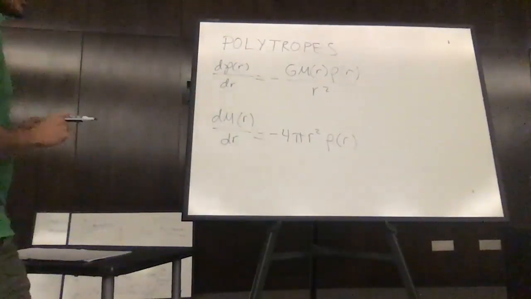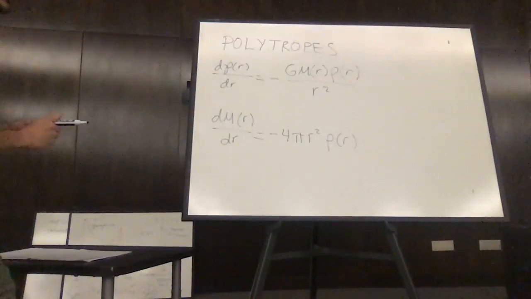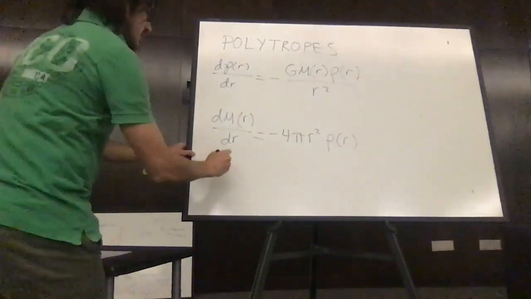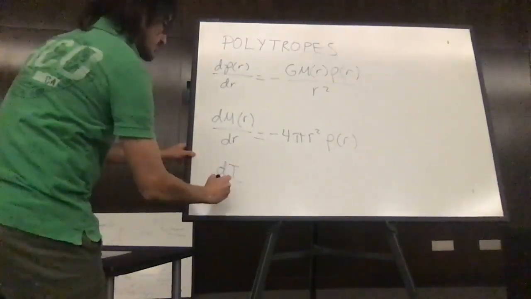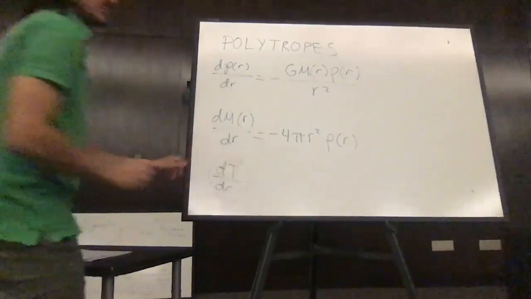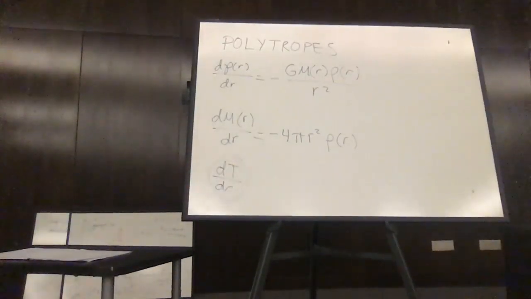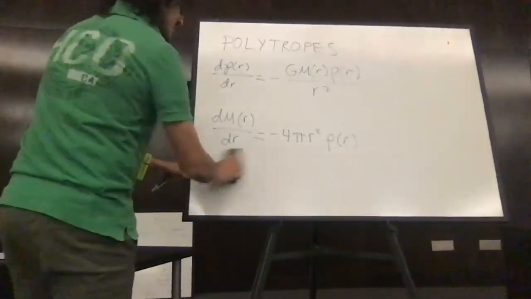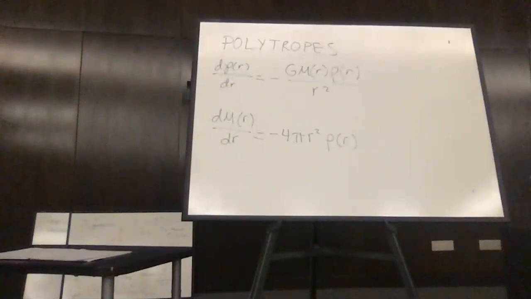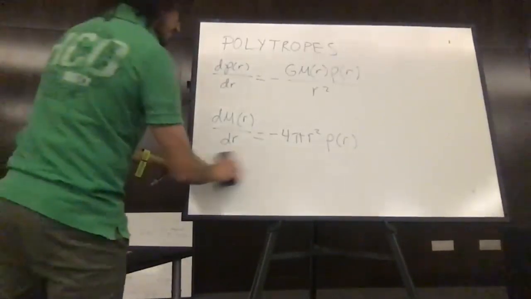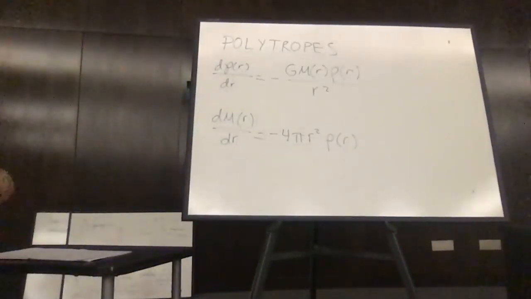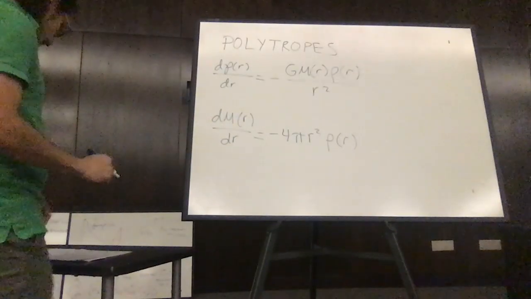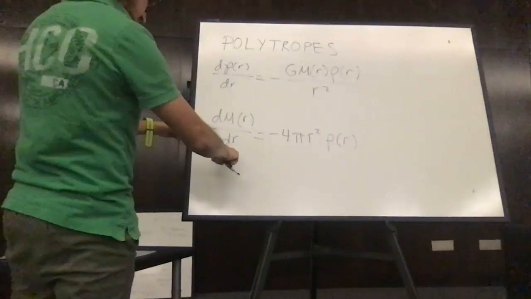So, is there a way that we can ignore this guy, which is pretty problematic? DTDR. It has luminosity and the opacity. These equations are pretty simple. Well, this one.